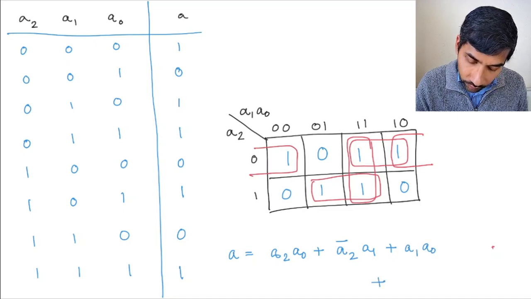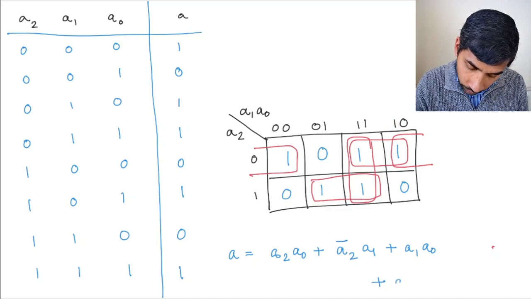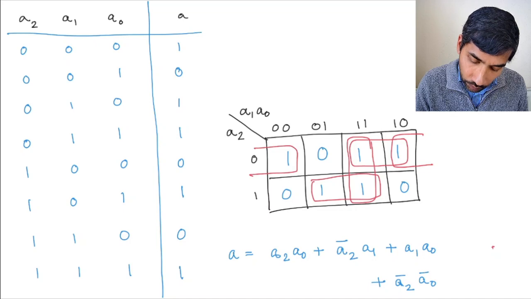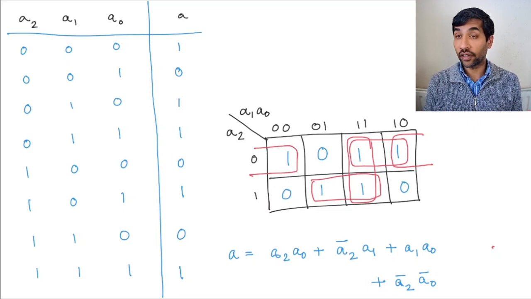And lastly, you want to write the equation for this group here, right? In this case, A2 is 0 and A0 is 0, and A1 is taking the values 0 and 1. So A1 disappears. So you get A2 bar A0 bar. Okay, and this gives you the Boolean expression for A, and you can make a circuit for A, right?